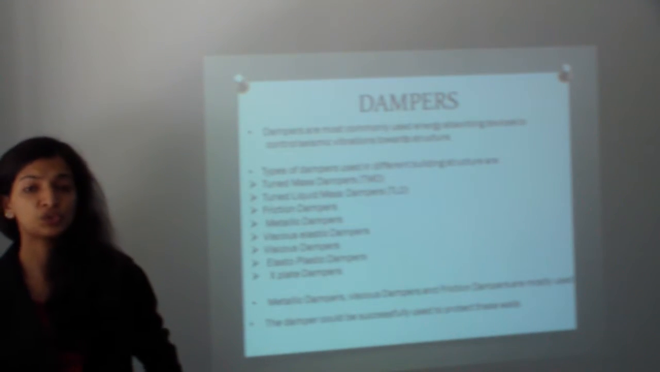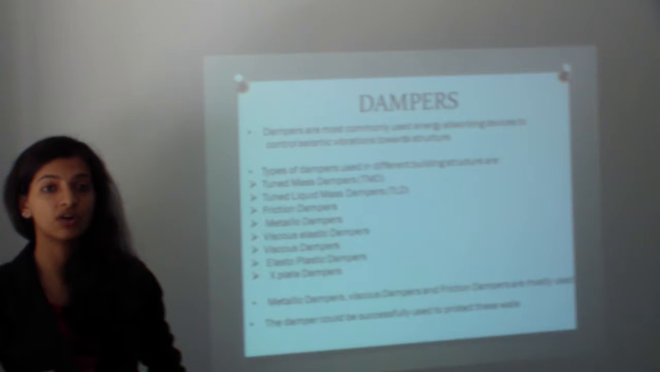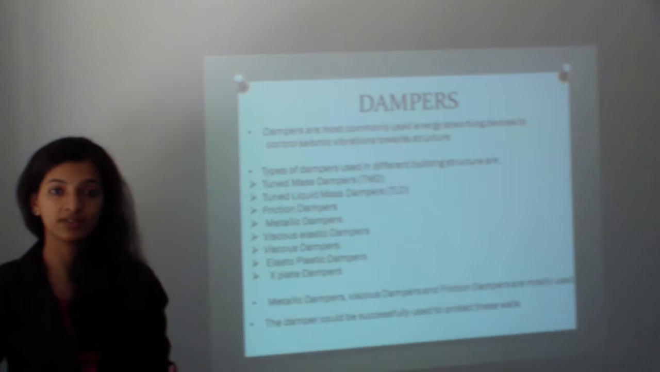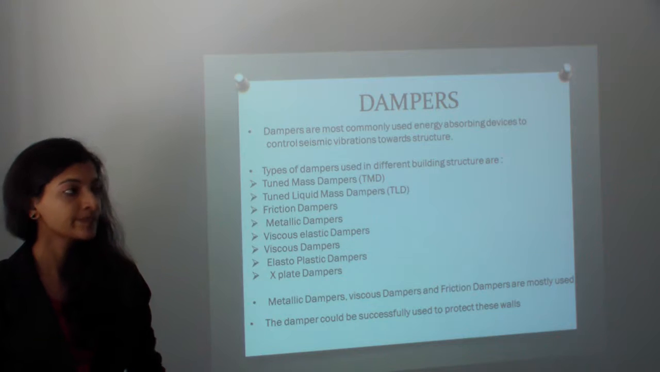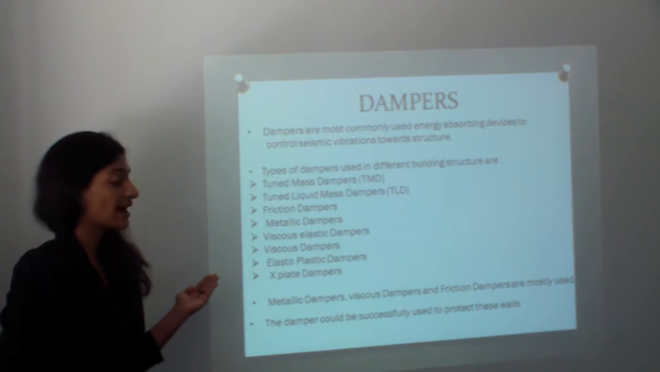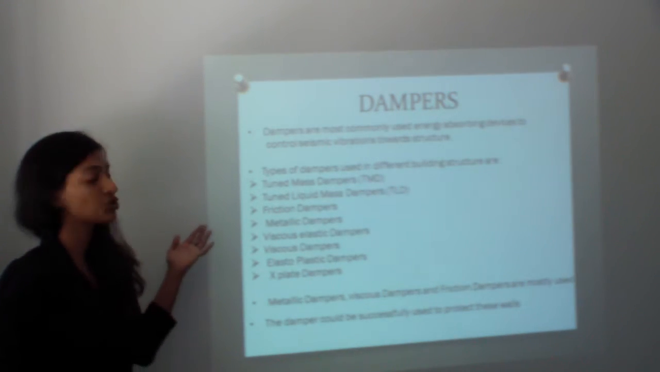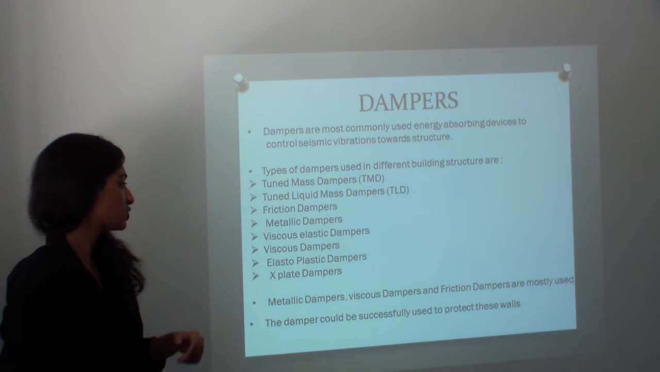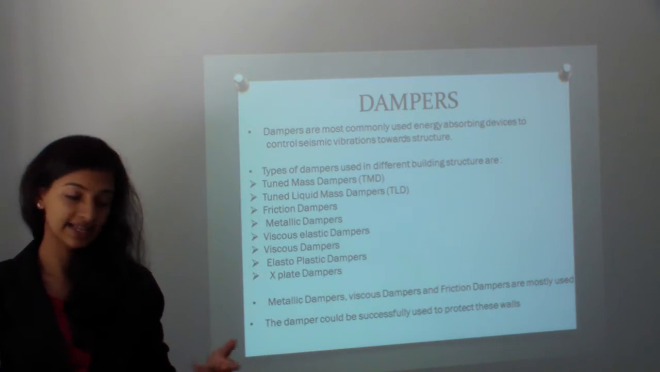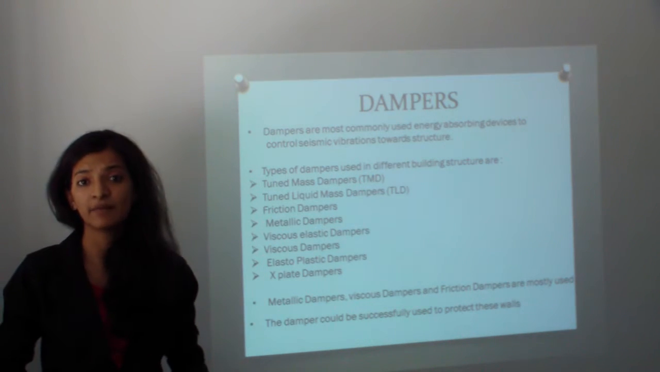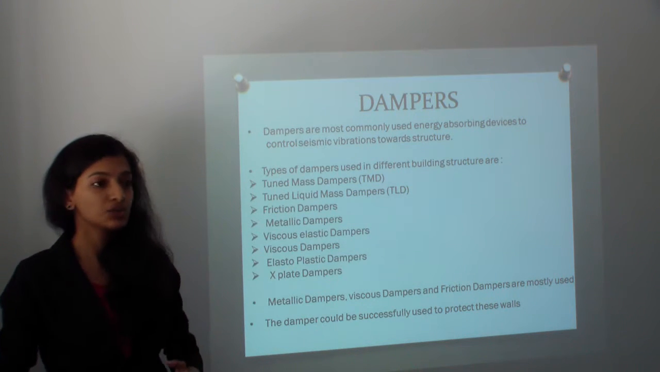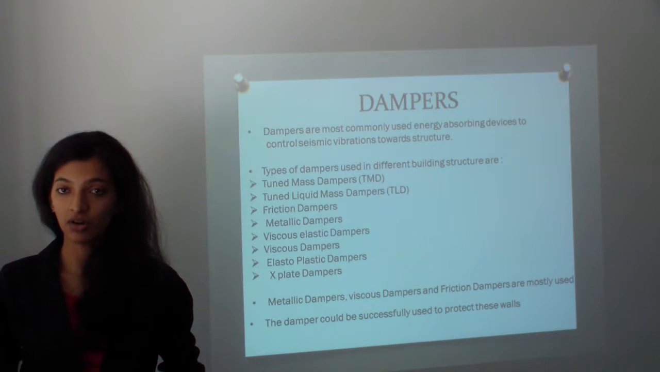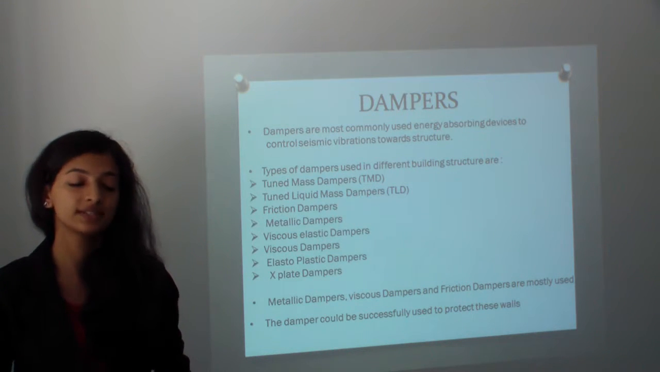Mainly the dampers are used to control the seismic effect on the structures. And the most commonly used energy absorbing device is dampers. Dampers are of different types. They are metallic dampers, friction dampers, tuned mass dampers, tuned liquid mass dampers, elastoplastic dampers and X-plate dampers, etc. And metallic dampers, viscous dampers and friction dampers are most commonly used to avoid the seismic vibration towards the structure.